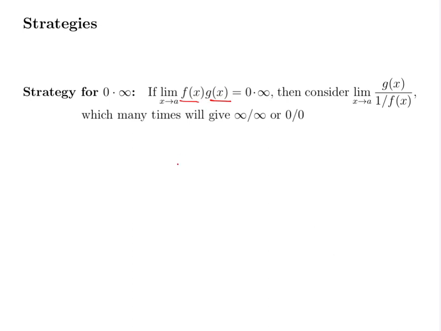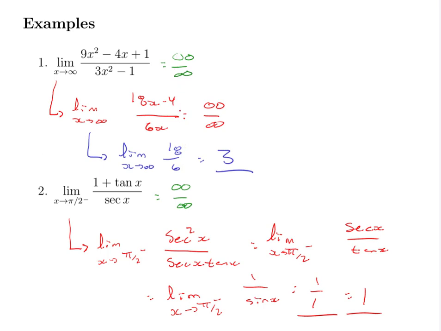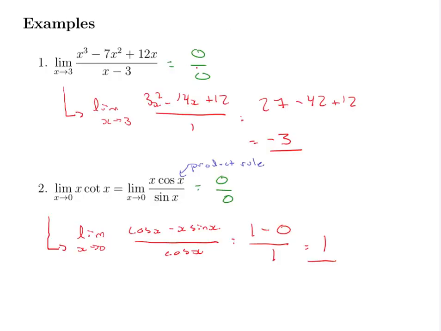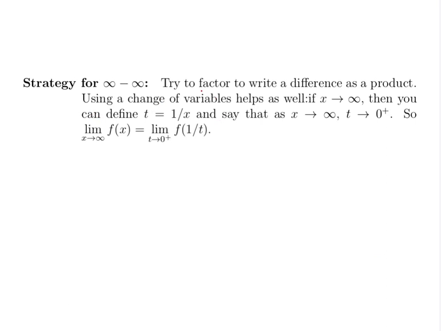Instead of multiplying, divide by a reciprocal. That's kind of a clever trick to get it set up into one of these forms, infinity over infinity or 0 over 0. So keep an eye out for that.